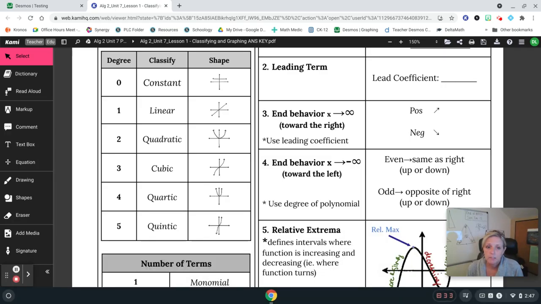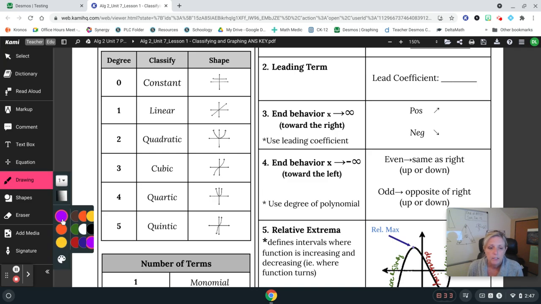Anything, if x squared is the highest, that's going to be quadratic, which is this curve here. It kind of looks like a cup. And remember, if that is negative, it's going to face down. If the exponent is x to the third, that is a cubic polynomial, and it is going to have this S curve sort of feel to it.